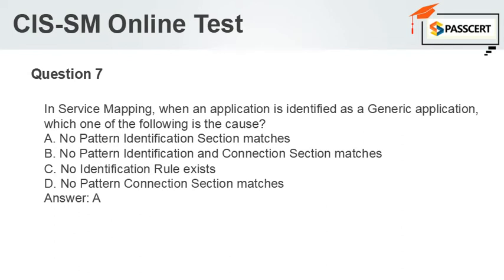Question 7. In service mapping, when an application is identified as a generic application, which one of the following is the cause? A. No pattern identification section matches. B. No pattern identification and connection section matches. C. No identification rule exists. D. No pattern connection section matches. Answer: A.